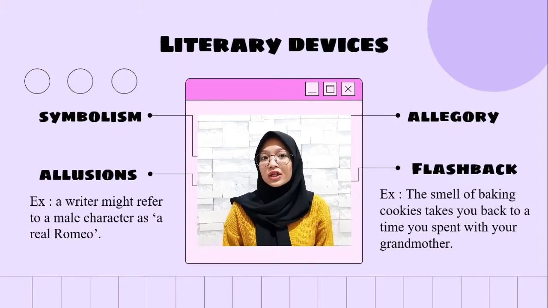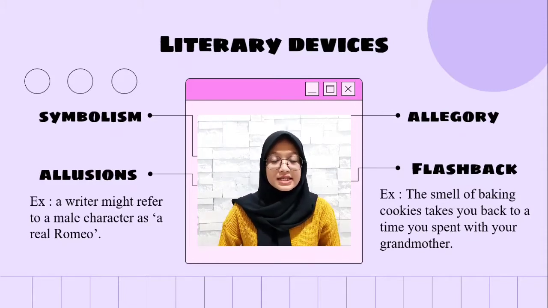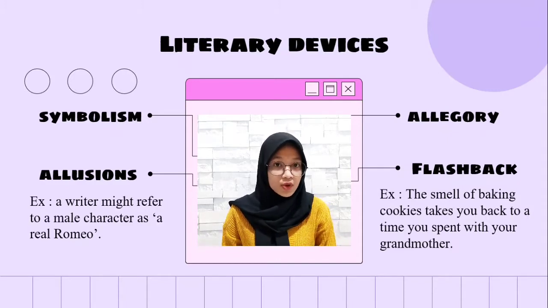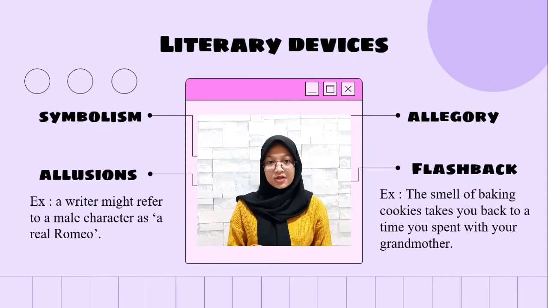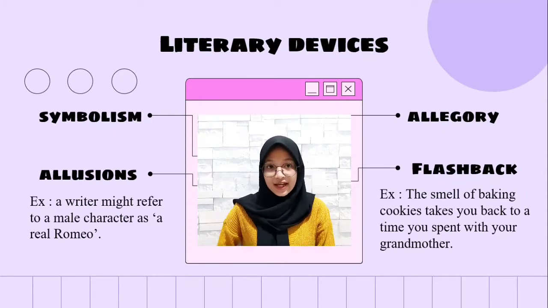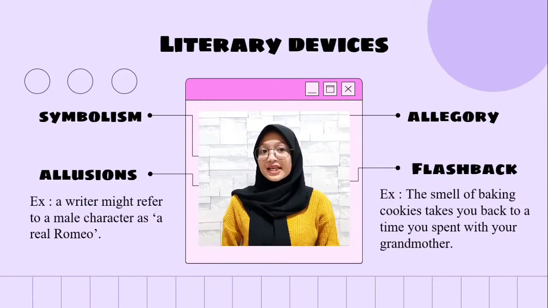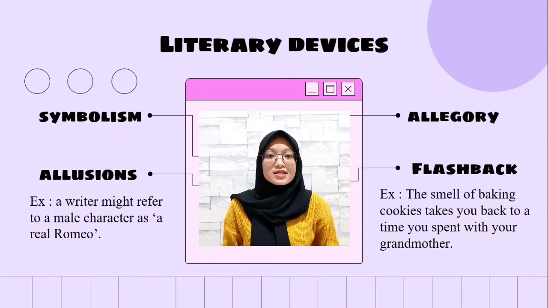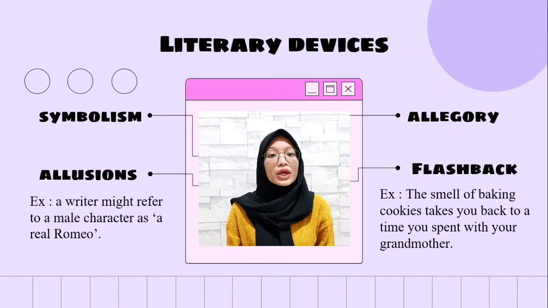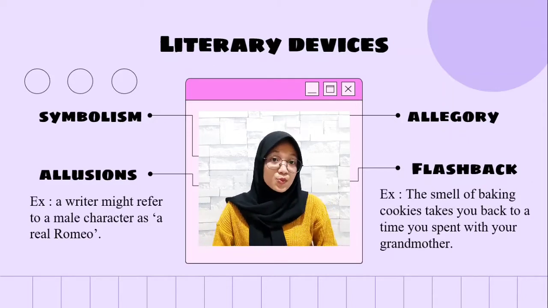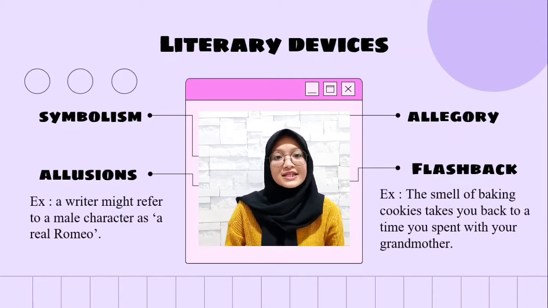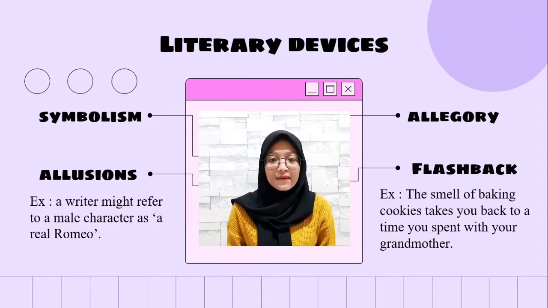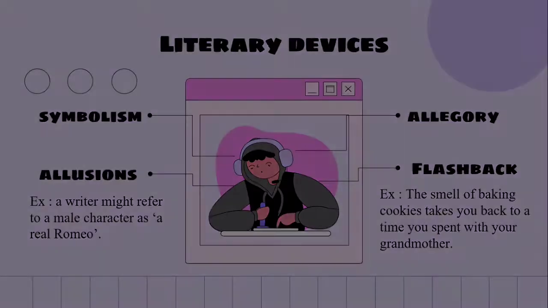Many readers would know that this allusion is suggesting he is romantic, just like the famous character Romeo from William Shakespeare's Romeo and Juliet. The fourth is flashback. Flashbacks in literature are the same. These are story elements giving you insight into a previous moment or experience. For example, the smell of baking cookies takes you back to a time you spent with your grandmother.